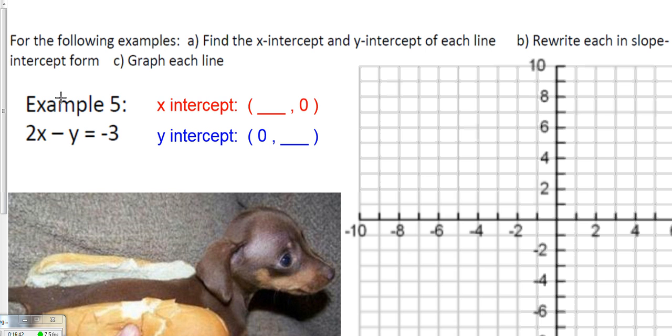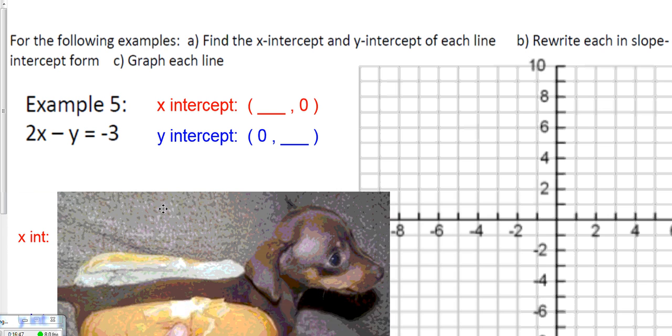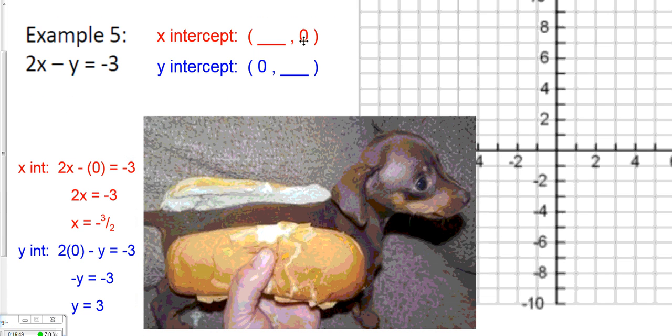One last example. In this case, we have 2x minus y equals negative 3. Like before, to find our intercepts, we plug in 0. Plugging in 0 for y cancels this piece out. It says 2x equals negative 3. Divide by 2 on both sides, x equals negative 3 halves. Put that right there. Or again, that's kind of like saying negative 1.5 if you'd rather do the mixed number. So negative 1.5 right here is our x-intercept.